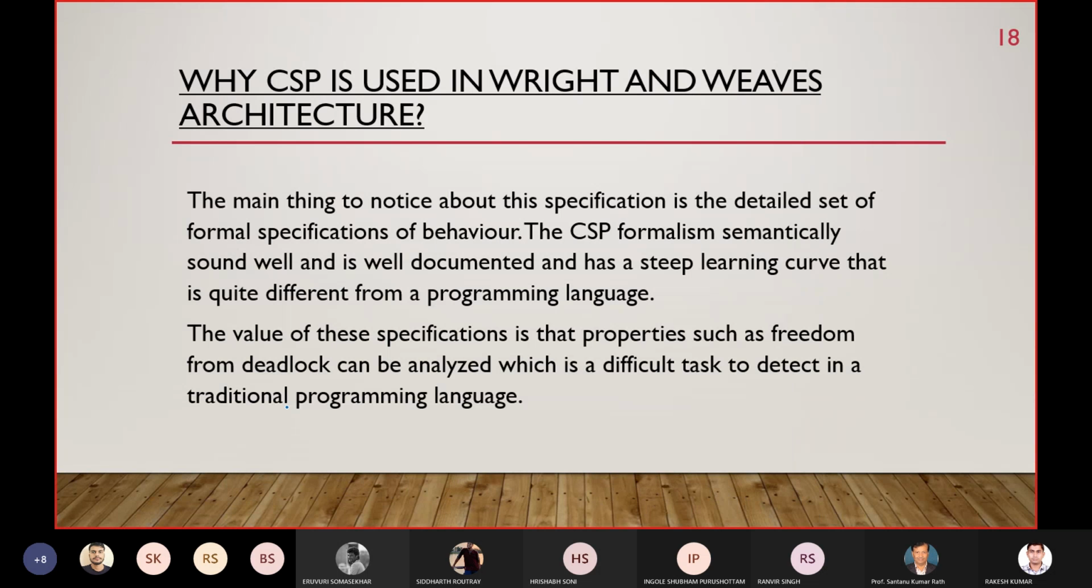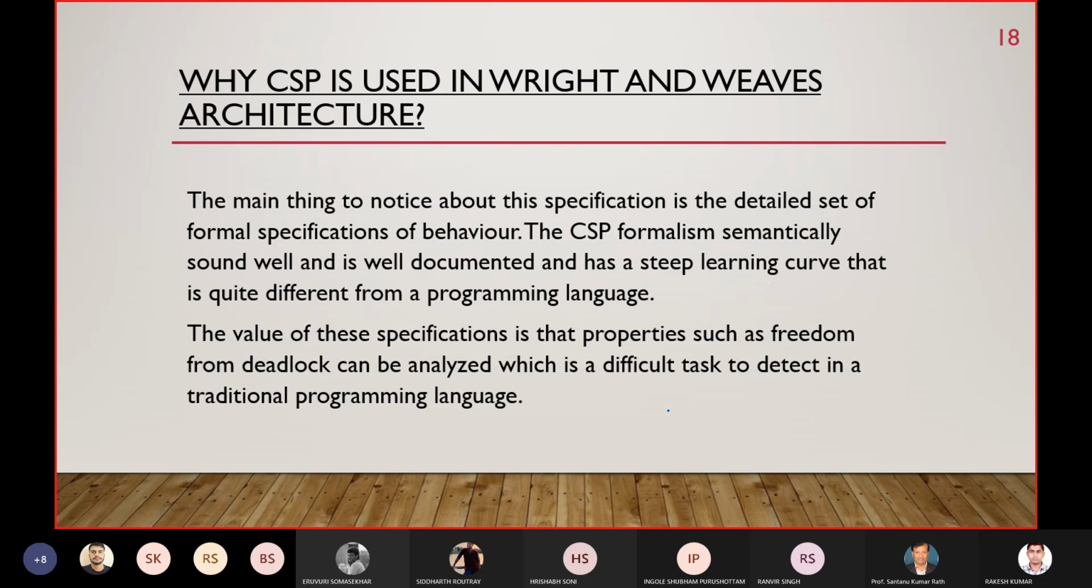Okay. Now, why is CSP used in Wright and Weave's architecture? The main thing to notice about this specification is the detailed set of formal specifications of behavior. The CSP formalism is semantically sound and well documented. It has a steep learning curve compared to a programming language, meaning learning takes more effort, but it is also easy to understand. Now, the value of these specifications is that properties such as freedom from deadlock can be analyzed. So whether there is deadlock or not can be analyzed easily, which is difficult in any programming language.